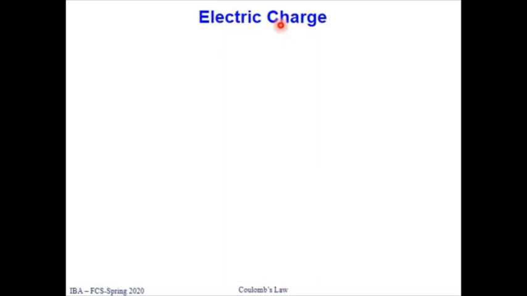Let me give you another example. When we rub a plastic rod with fur, electrons are transferred to the rod. Because it has an excess of electrons, the rod becomes negatively charged, and consequently the fur has a deficiency of electrons, and so it is positively charged.